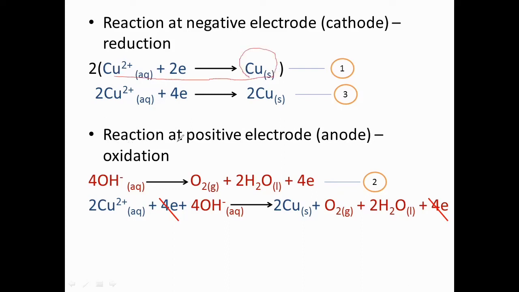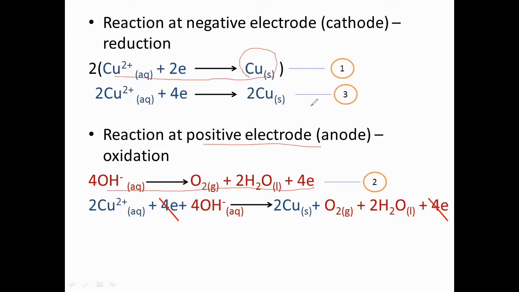Next, reactions happening at the positive electrode: there are two negative ions, hydroxide ions as well as sulfate ions. Rather than sulfate ions, hydroxide ions have the higher tendency to get oxidized. So these hydroxide ions lose 4 electrons and get oxidized.